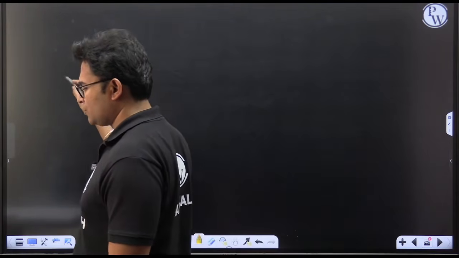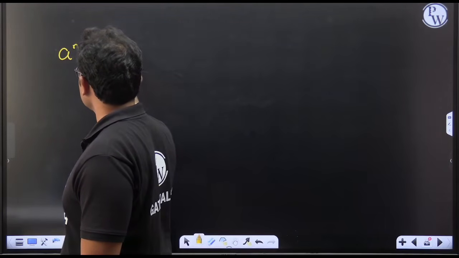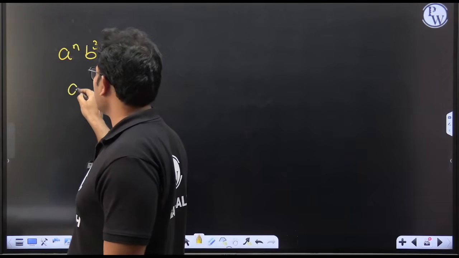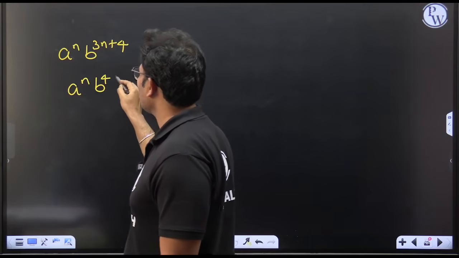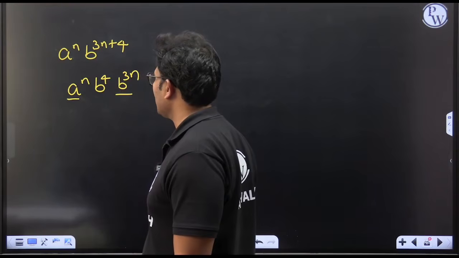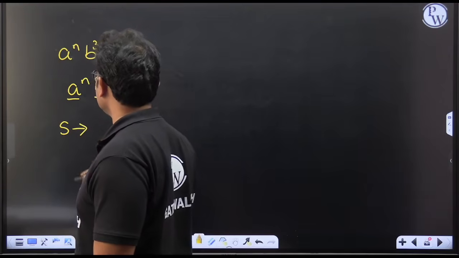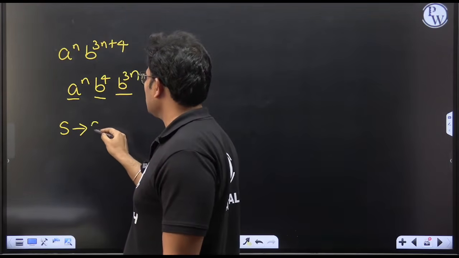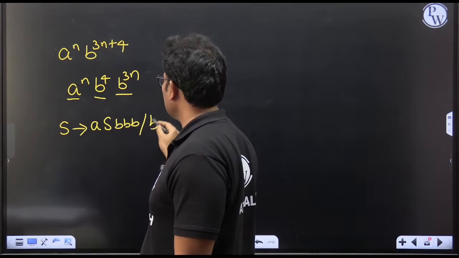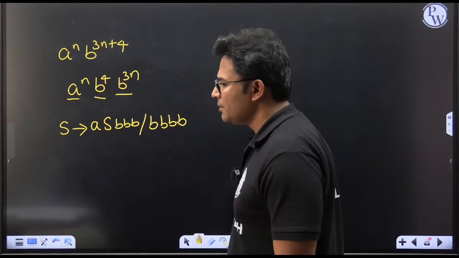Now if I want to do something like this, A power n, B power 3n plus 4, I can rewrite it as A power n, B power 4, B power 3n, right? Now you generate A power n, B power 3n and you stop it with B power 4. Okay? So S derives A, S, B, B, B, or B, B, B, B.